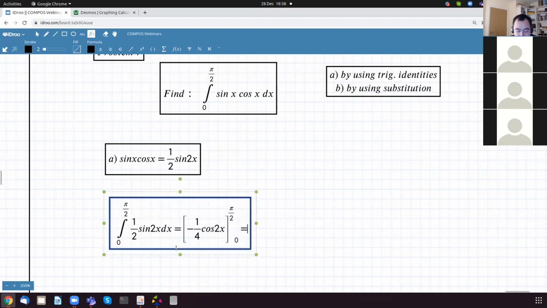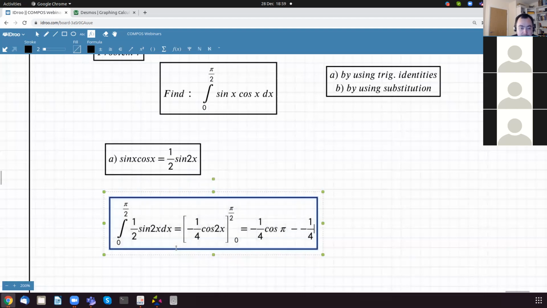So we substitute pi over 2 first. It's going to be minus a quarter cos. Now pi over 2 times 2 is pi, and then minus a quarter cos 0. So this cos pi is -1, so it's going to be a quarter. Minus a quarter, so it's plus a quarter, equals a half.